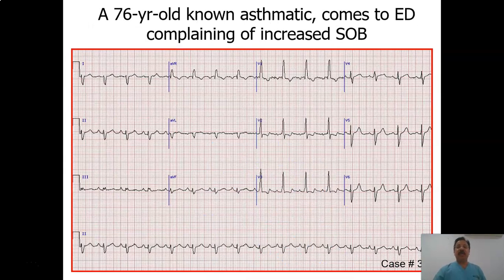Okay, so next is case 3. A 76-year-old asthmatic comes to the emergency department complaining of increased shortness of breath. For the rate and rhythm, we will look at the bottom.